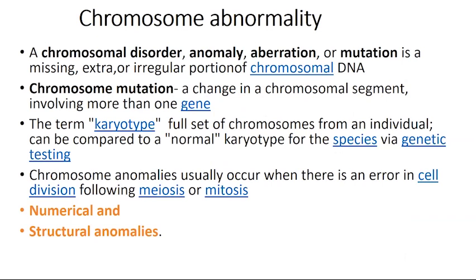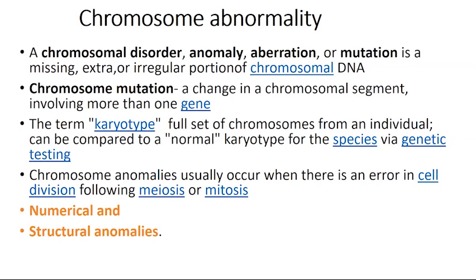Chromosomal abnormality is a missing, extra or irregular portion of the chromosome. That means the whole chromosome is missing, or there is one extra, or a small part of the chromosome is missing. So all this can occur. Chromosome mutation is a change in the chromosomal segment involving one or more genes. The karyotype of an individual can be compared with the normal karyotype specified by the genetic testing.